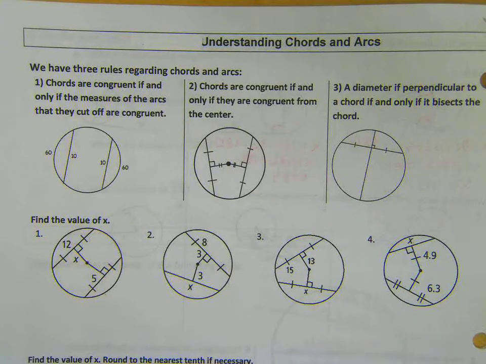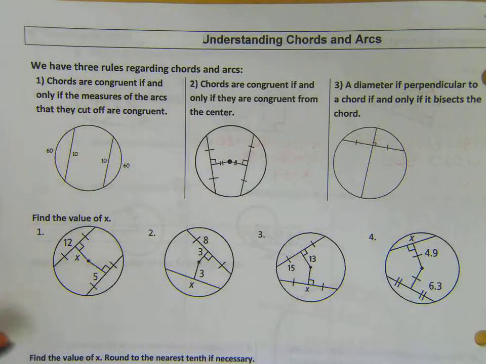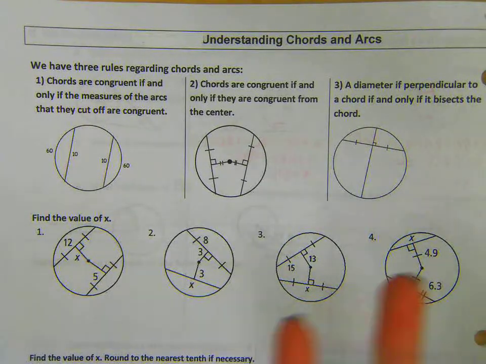Hey Geometry! In this video we're going to be understanding chords and arcs. We have 3 rules about chords and arcs. Rule number 1, chords are congruent if and only if the measures of the arcs that they cut off are congruent. If and only if is a biconditional statement, meaning it's true both ways, forwards and backwards.